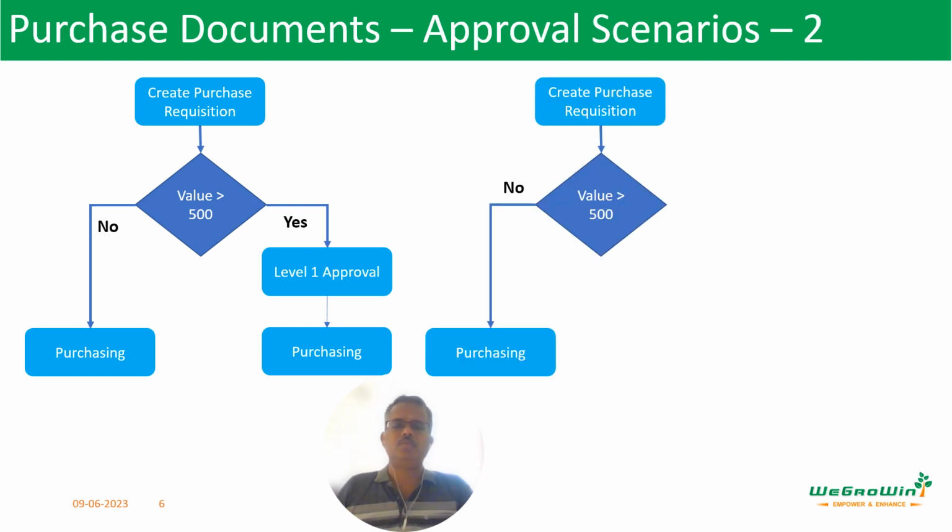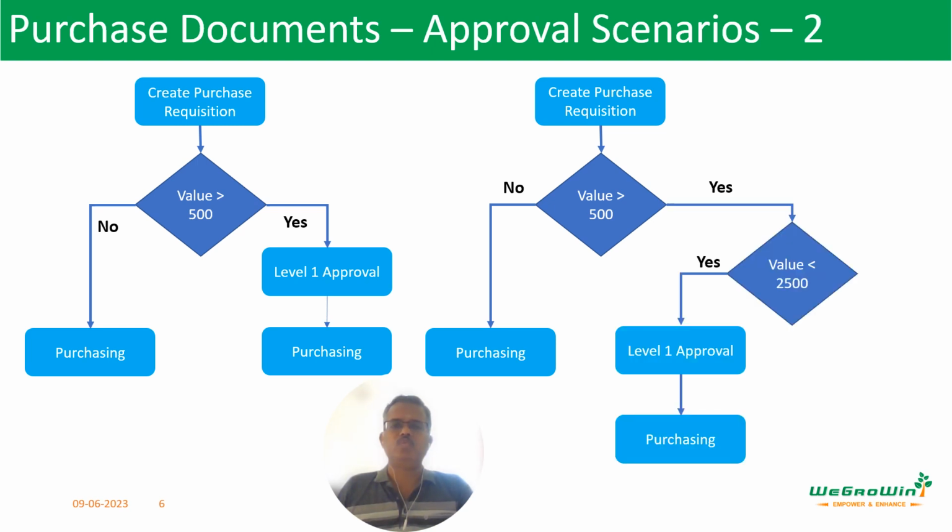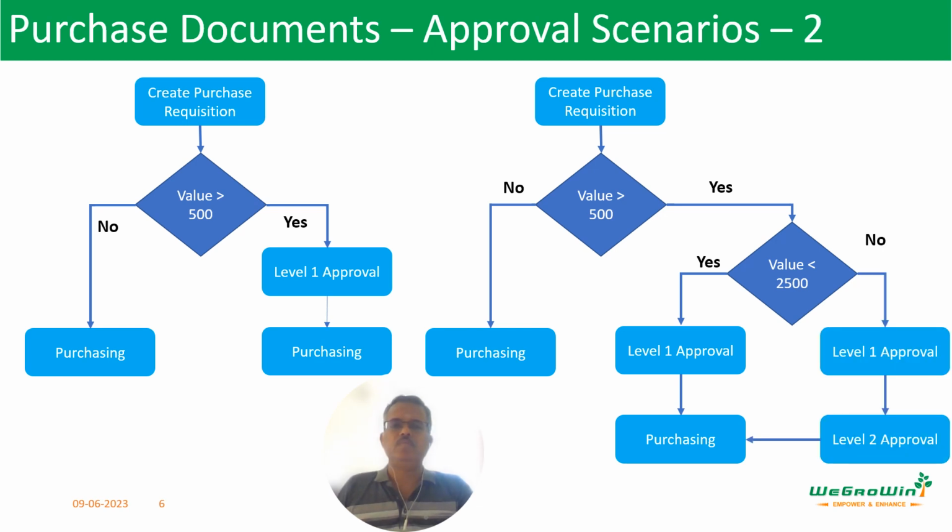Similarly, let us now see how the two-level process works. There is a purchase requisition for which, if the value is less than 500, it will be directly processed to purchasing. When it is more than 500, the system will check whether it is more than or less than 2500. If it is less than 2500, it will be processed with level 1 approval and sent for the purchasing process. If it is more than 2500, it will be processed for level 2 approval. Then only it will be passed on to the purchasing process. This is how the levels are used in the business processes.